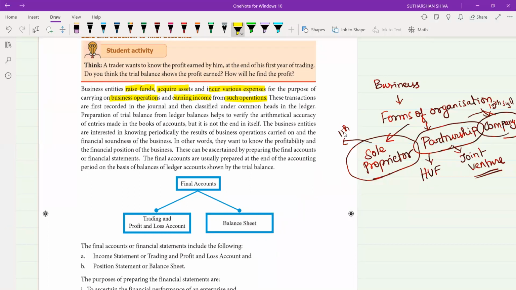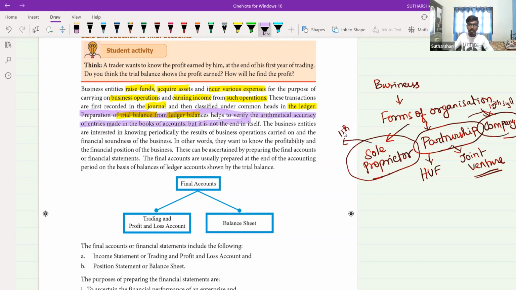These transactions are first recorded in the journal and then classified under common heads in the ledger. Next. Preparation of trial balance from ledger balances helps to verify the arithmetical accuracy of entries made in the books of accounts, but it is not the end in itself. It's an important thing we have to do.